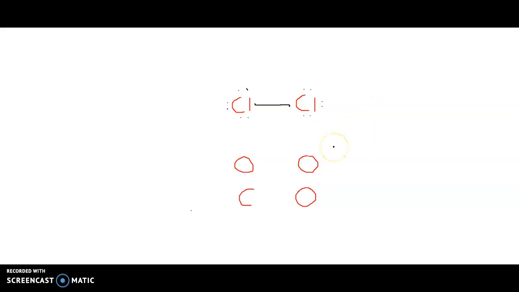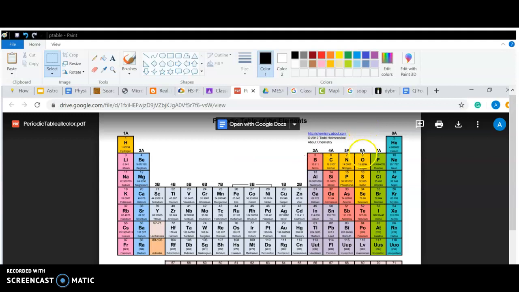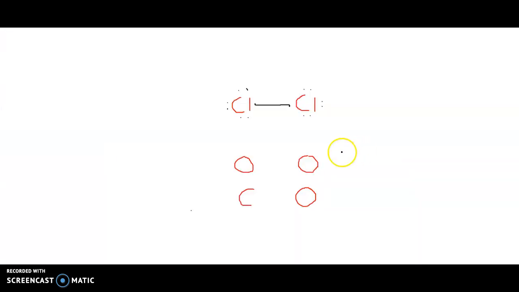So we also have double bonds. So let's look at oxygen. How many electrons does oxygen have? It's in group 6, so it has 6 valence electrons. So I'm going to draw 1, 2, 3, 4, 5, and 6. 1, 2, 3, 4, 5, and 6.